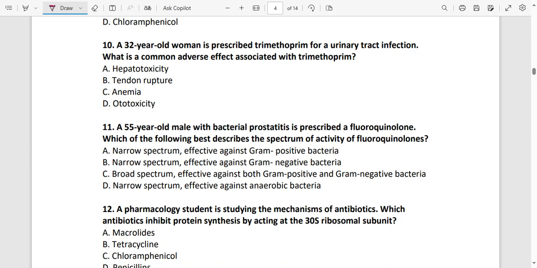A 32-year-old woman is prescribed trimethoprim for urinary tract infection. What is the common adverse effect with trimethoprim? This is an inhibitor of folic acid synthesis. Anyone? Hepatotoxicity, tendon rupture, anemia, ototoxicity. Would you want to explain why, Doc? Or anyone that wants to explain why trimethoprim leads to anemia?